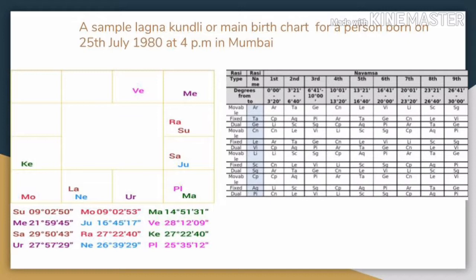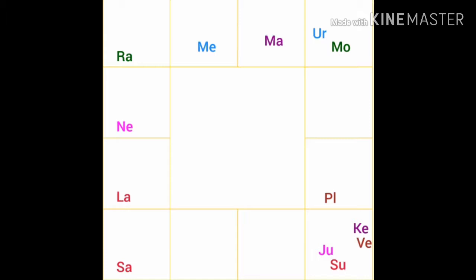So 16 degrees 45 minutes comes in which Amsa for Leo? Okay, so it comes in the sixth Amsa. Sixth Amsa for Leo is nothing but Virgo. So in the Navamsa Kundali, Jupiter will be placed in the sign of Virgo. Okay, so when you follow this method, the next screenshot now shows you how the Navamsa Kundali looks.